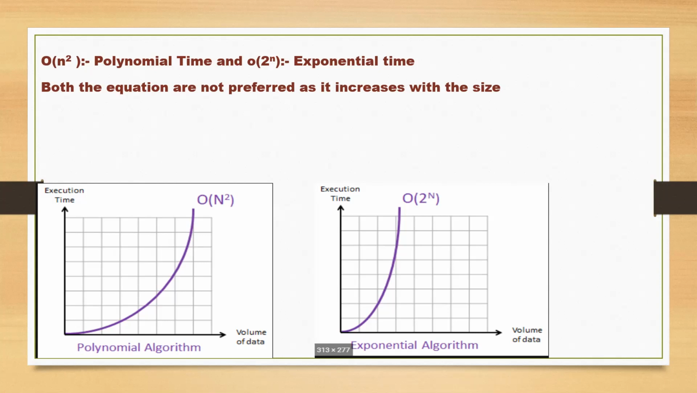So the mostly preferred ones are order of 1, that is constant time, and order of log n, that is logarithmic time, and order of n, that is linear time. These are the most preferred time complexity equations.